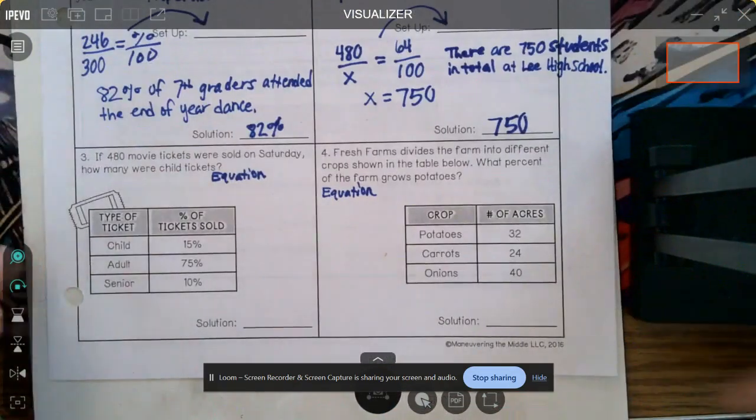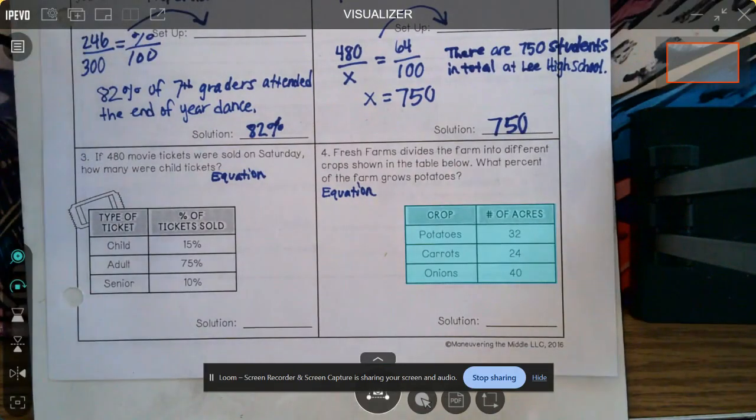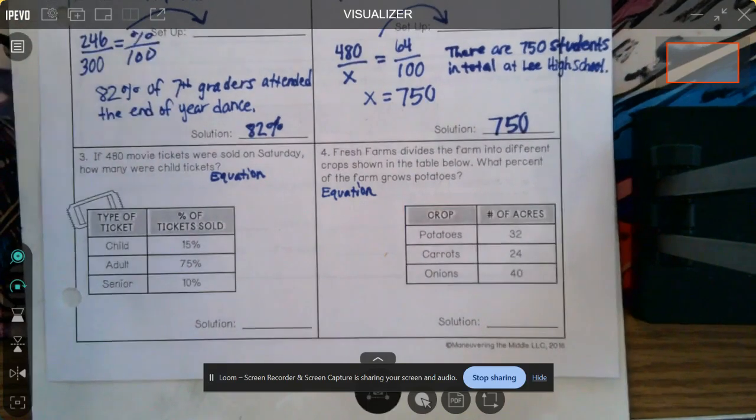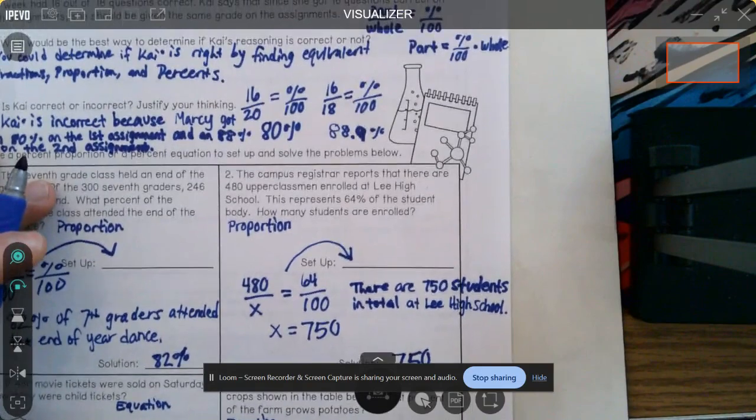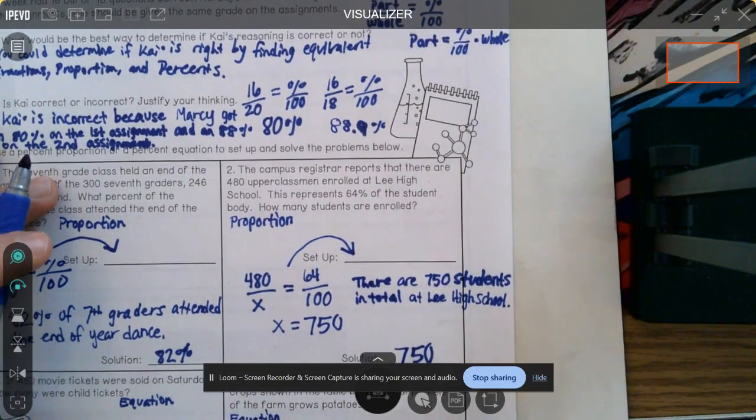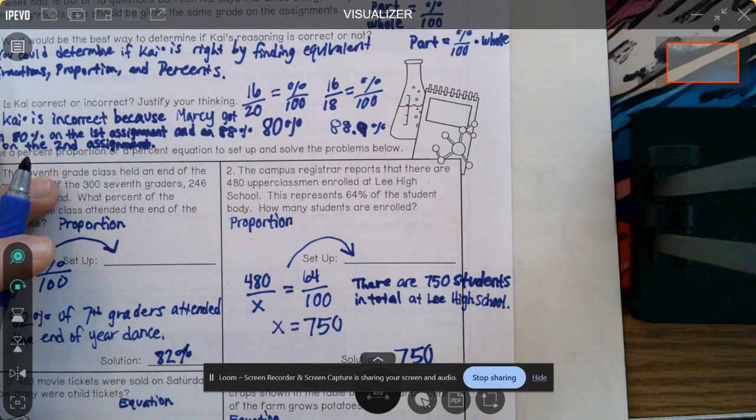All right, number 3, we're going to be doing equations for 3 and 4. Please make sure you're using an equation. You need to get practice with both methods. Okay, so remember our equation method is part equals percent over 100 times whole, where we're going to use a variable for whichever value we're solving for.